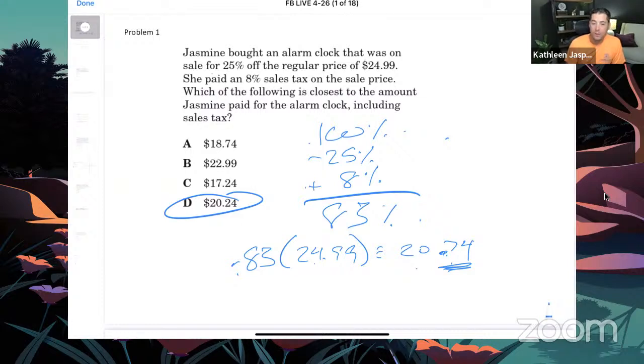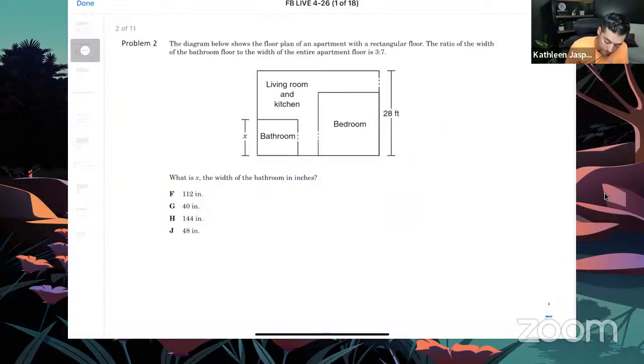I'm confident that you would get D just by process of elimination, but you can't do this because you have to take 25% off the price, get a price, and then take 8% of that price. When you're compounding the discounts and then adding taxes, you have to find out what each step is first before you attach it to the next one. Okay. All right, let's move it on.